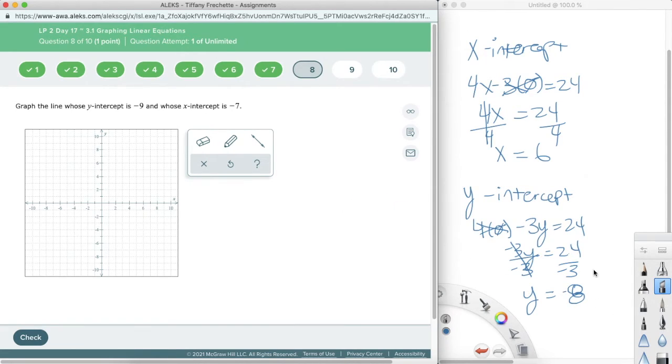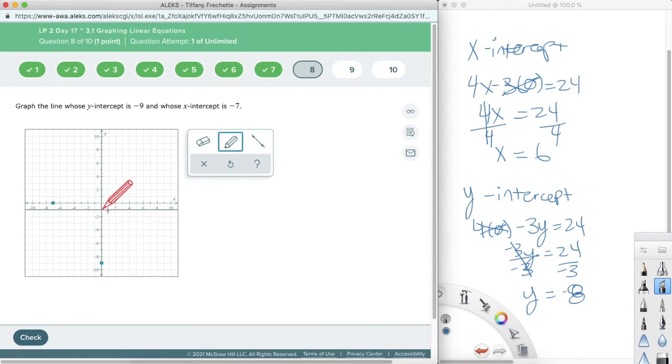Okay, so for this one, we're actually going to use mostly just the screen here. It says graph the line whose y-intercept is -9 and whose x-intercept is -7. Well, it's giving me the intercepts. Remember, this is where it crosses the y-axis. This is where it crosses the x-axis. So if it crosses at -9, I can just go on the y and go down to -9 there. And then if this is where it crosses on the x-intercept, then I'm just going to go on the x-intercept over to -7.